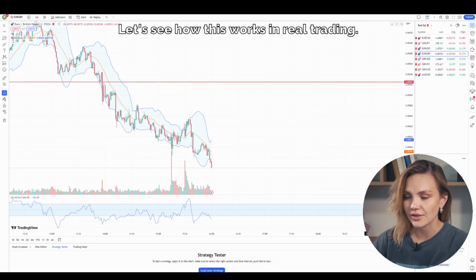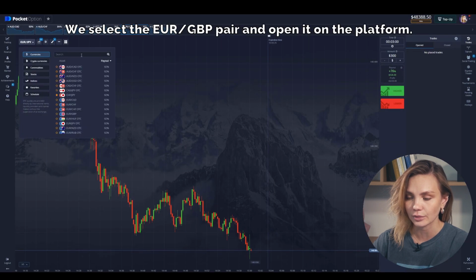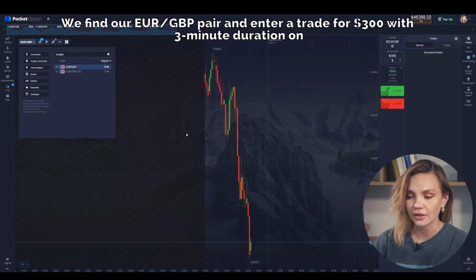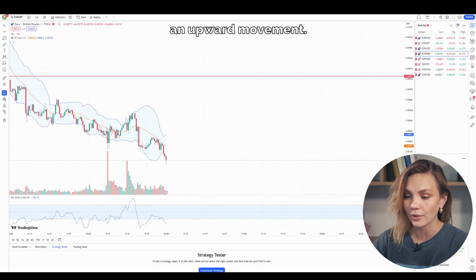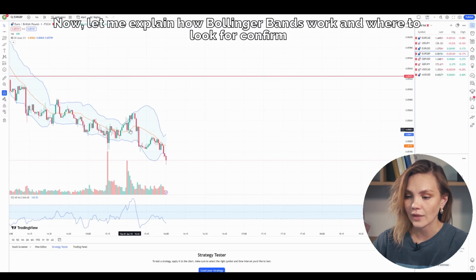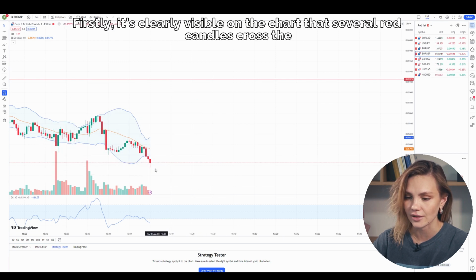Let's see how this works in real trading. We select the Euro-British Pound pair and open it on the platform. We find our Euro-British Pound pair and enter a trade for $300 with 3-minute duration on an upward movement. Now, let me explain how Bollinger Bands work and where to look for confirmations.